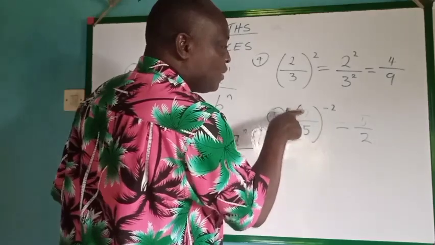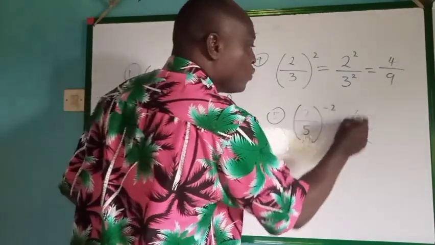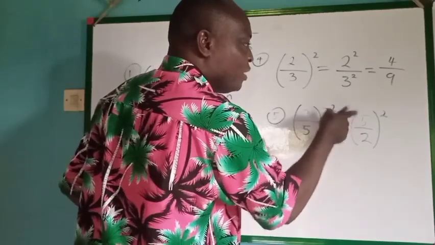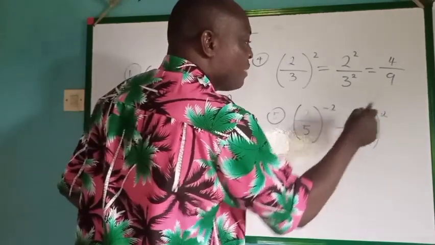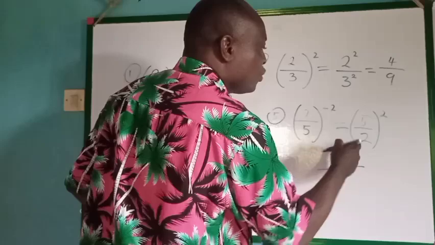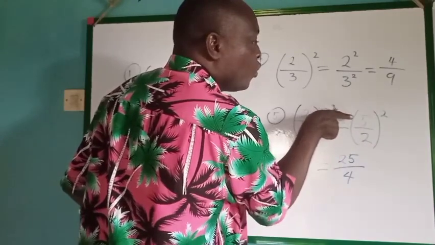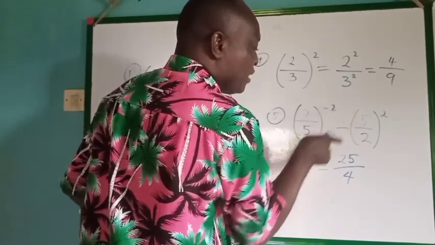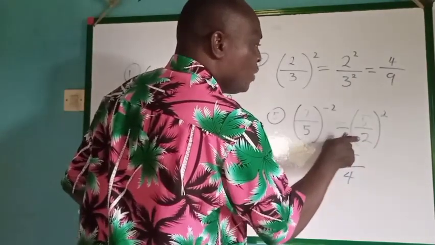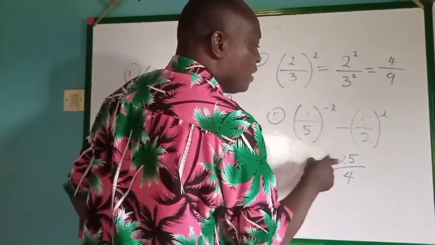So the negative is acting on the fraction. Instead of 2 over 5, it now becomes 5 over 2. But the power remains the same, which is 2. The negative has done its work by turning the numerator and the denominator. So the power remains there. So that will be equal to 5 squared, which is 25, over 2 squared, which is 4. So you see that I'm using this power to operate on the denominator and the numerator. So 5 squared means 5 times 5, which is 25, and 2 squared means 2 times 2, which is 4.